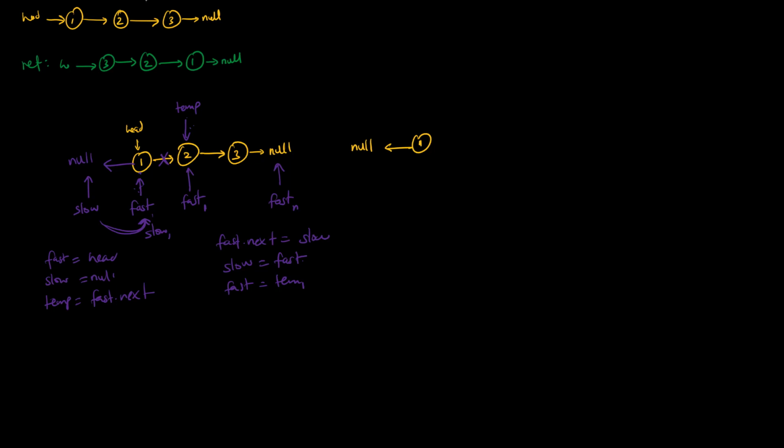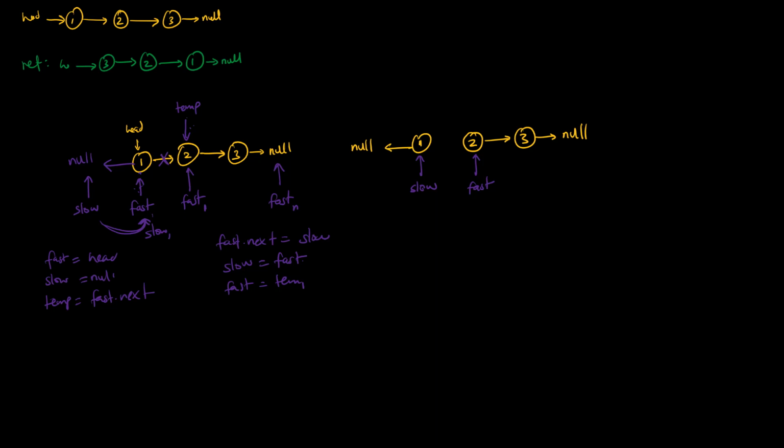And then we have this link here is broken, and we have 2 here, and 2 is pointing at 3, and 3 is pointing at null, okay. So at this point we are here, but remember that our first is here and our slow is here, and we do the same thing because it's a loop.